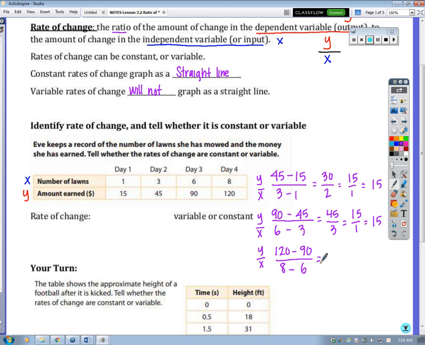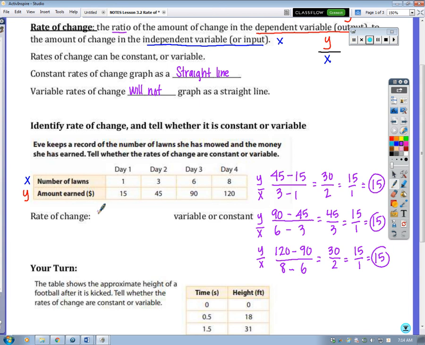So 120 minus 90 is 30 and 8 minus 6 is 2. So I'm going to simplify that down, reduce that down, and I have 15 over 1, or 15. So all of my ratios here of my dependent variable to my independent variable are all 15 over 1, which means she's making $15 per 1 lawn.